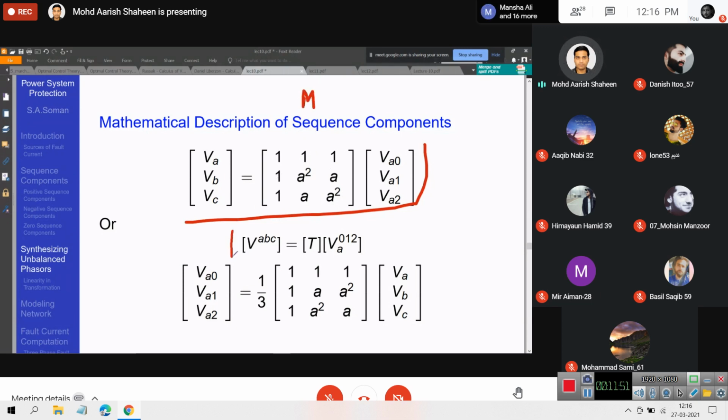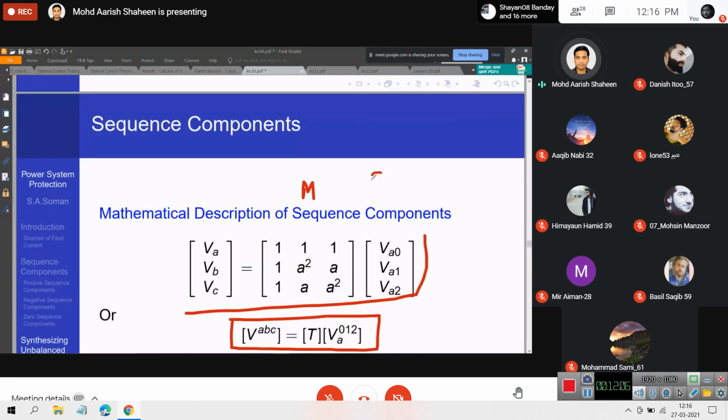So this is written in matrix form. The transformation matrix is T. As you can see, it is a very interesting matrix. The first row as well as the first column is composed of ones. And then you have the second row, which has 1, A square, A, and the third row 1, A, A square. What is A? It is basically this complex number, 1 at an angle of 120 degrees.